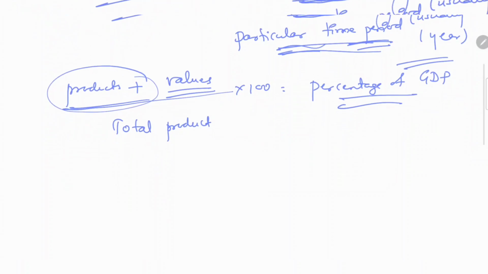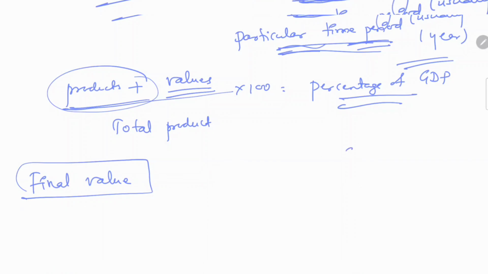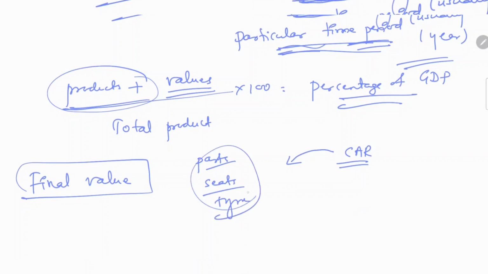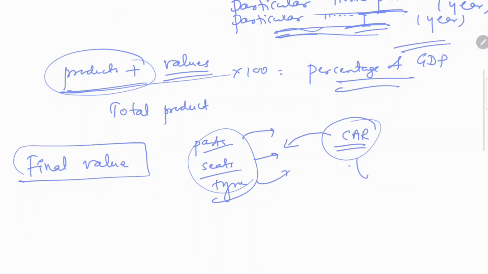So now let me tell you the meaning of final value of goods and services. Let's take an example, a car. Here is a car, it's a final product, but before this it needs a lot of other parts. It needs nuts, bolts, seats, tires, everything. All these will be assembled and the final product is the car. So this final product's value will be included in the calculation of the GDP. Why? Because this final value also includes the price of these intermediary goods.